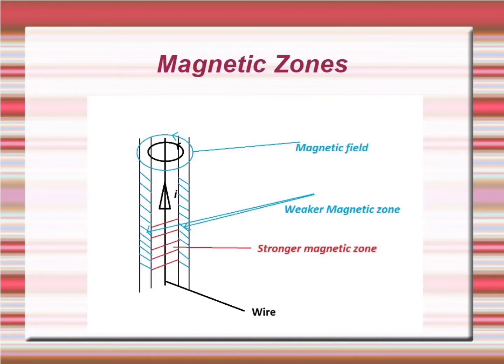If you imagine the magnetic field spreading out around the current carrying wire, the closer we get to the wire, the stronger is the magnetic field. And the further we go out from the wire, the weaker is the magnetic field. So the zones can be observed in the figure as stronger zone and weaker zone.